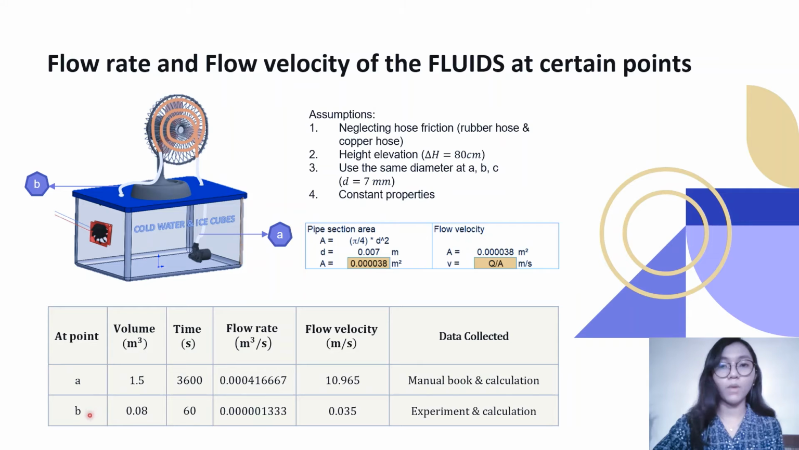And at point B, I use a measuring cup of approximately 80 grams, and by using a timer until the glass is fully filled, it takes 60 seconds. So the flow velocity at point B is equal to 0.035 meter per second. The result that we got here is a drastic reduction due to the phenomenon of water rotating along the hose.